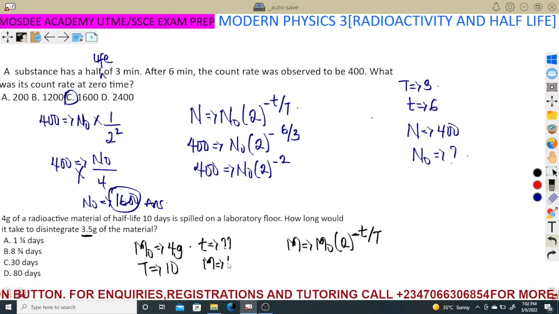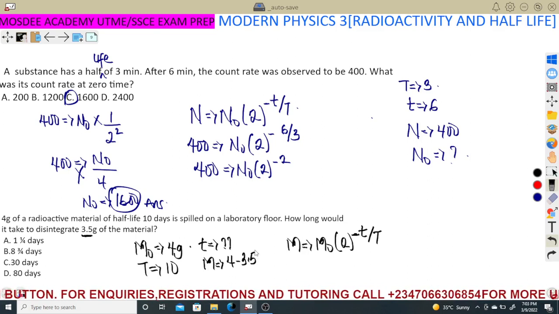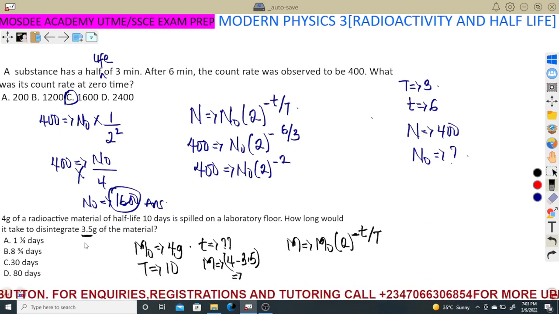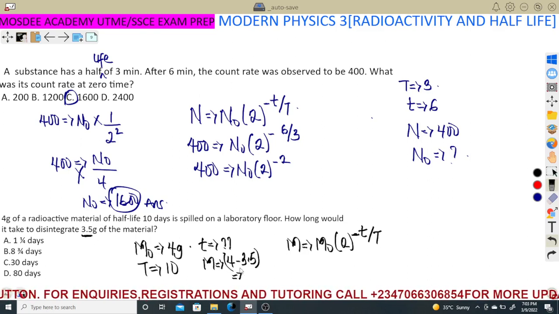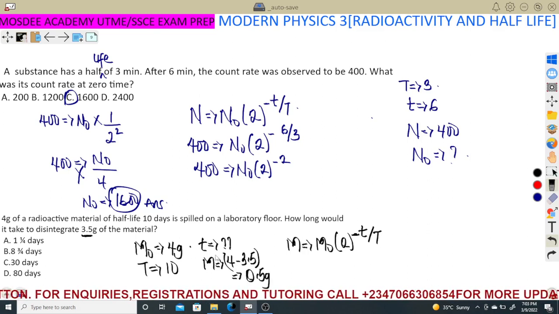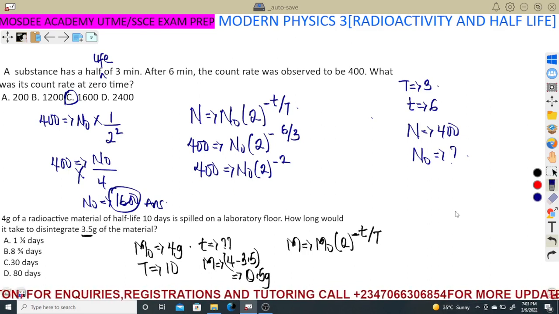So that means the amount of mass that is remaining is what? Is 4 minus 3.5. It has disintegrated to 3.5. So the amount that is left is what? There is 4 grams, then how long will it take to disintegrate 3.5 of the material? So that means the amount that has disintegrated is 4 minus 3.5. That is what? 0.5 grams. So please be careful about this because that's the only technicality here. So substitute that in the formula, my dear students.